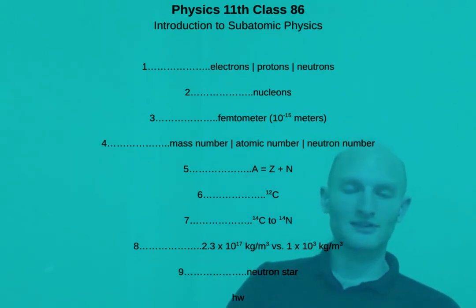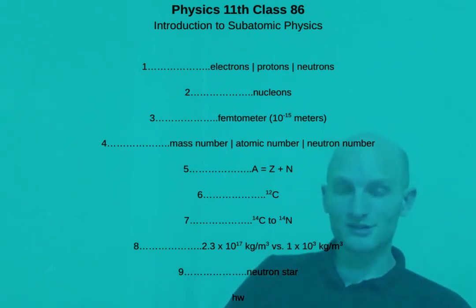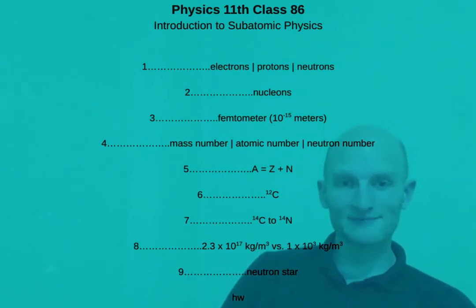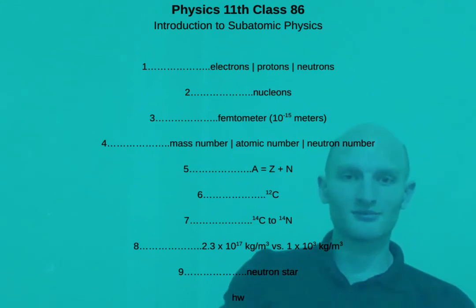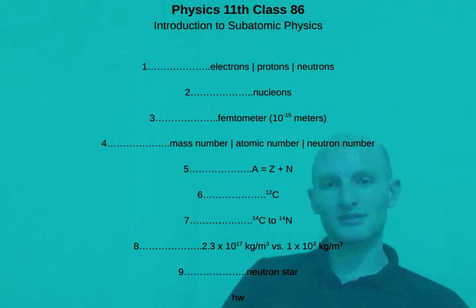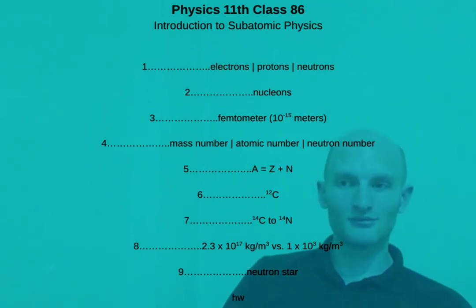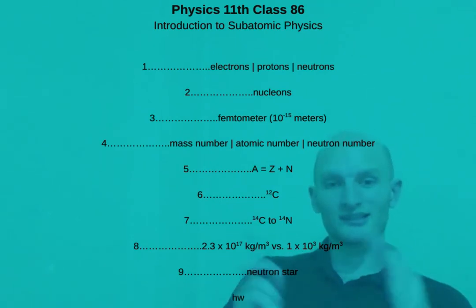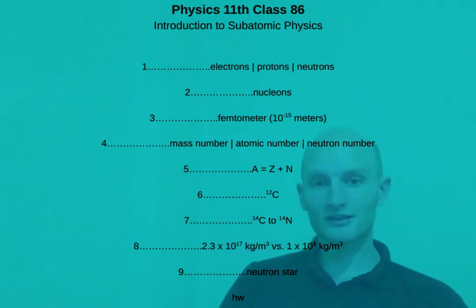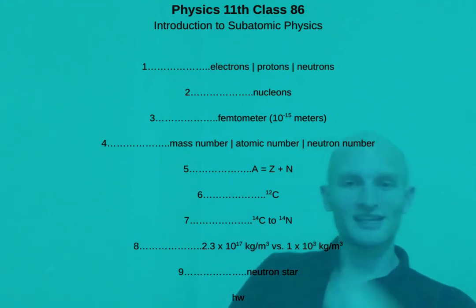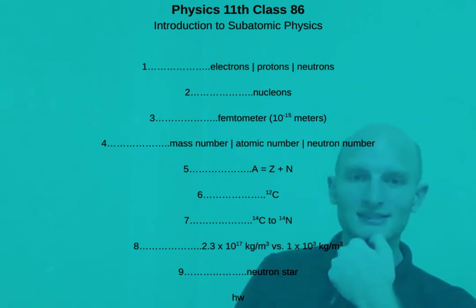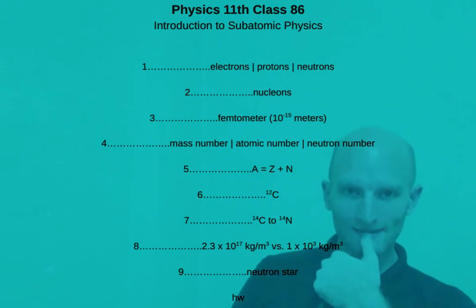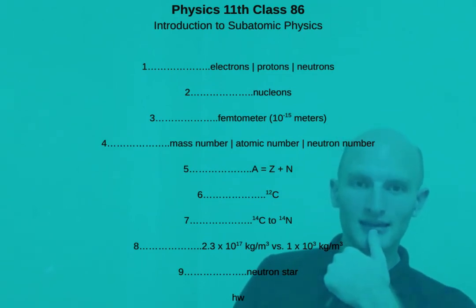Okay, why is that significant? It's because we use the femtometer to measure subatomic distances and measurements, because that's the most practical unit to use because they're so tiny. The nucleus of an atom is unimaginably small. If you think you know how small it is, you don't know, because it's that small. Okay, and we have to use what we call femtometers to measure subatomic distances. Okay, now what is a mass number, atomic number, and neutron number?